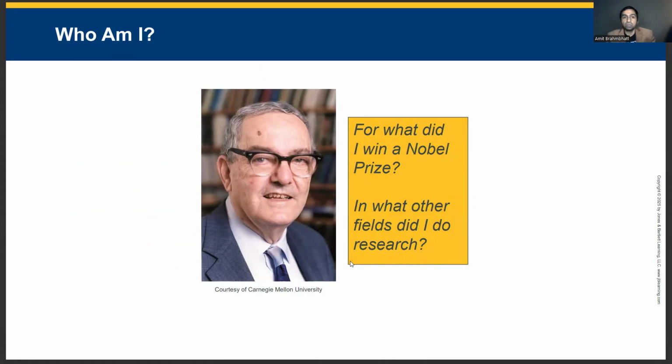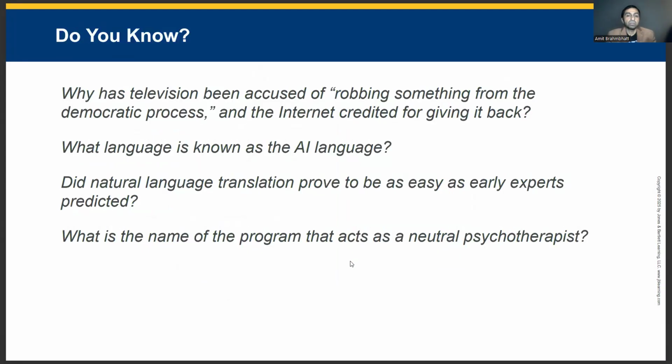Slide 52, Do you know? This slide asks several reflective questions. Television was said to weaken democracy by creating passive audiences, whereas the internet restored participation by enabling discussion and information sharing. The AI language is Lisp, historically used in AI research. Natural language translation turned out far harder than early experts predicted due to ambiguity and context issues. The program acting as a neutral psychotherapist was Eliza, an early chatbot simulating conversation. These questions bring together technology, society, and AI history.